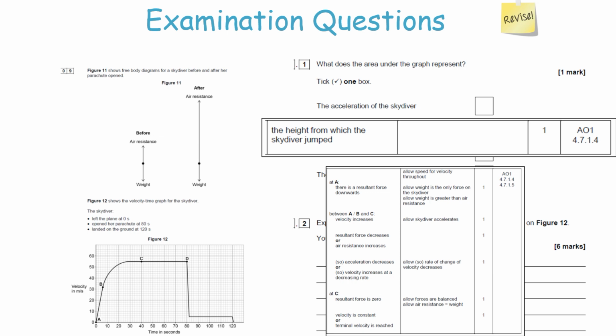So the difference between the air resistance and weight gets smaller, so the resultant force is smaller, so therefore the acceleration is going to get smaller. So the acceleration is going to decrease, and then that's happening at point B.